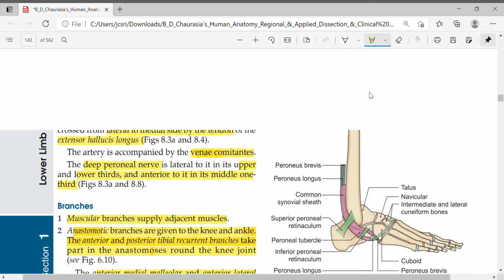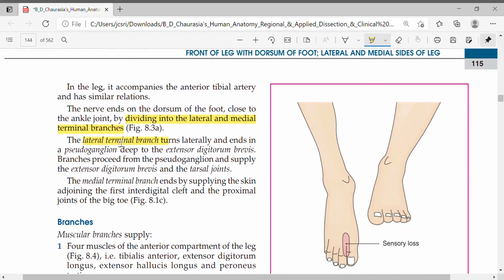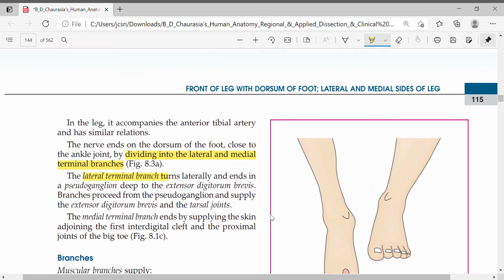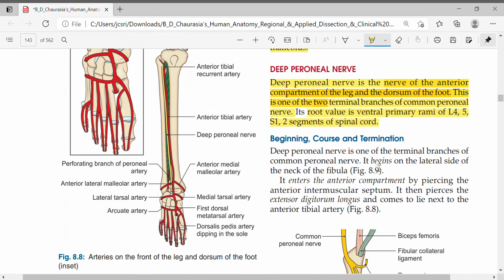So the origin is from the common peroneal nerve and the termination is as the terminal branches, that is medial and lateral terminal branches. The course: it starts from the head of the fibula, enters the anterior compartment via the gap above the interosseous membrane, where it lies at the neck of the fibula and supplies all the muscles, and it goes to the dorsum of the foot.